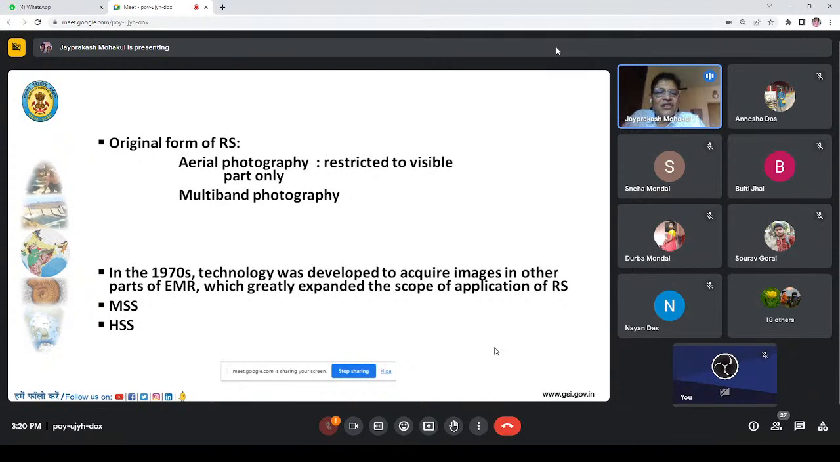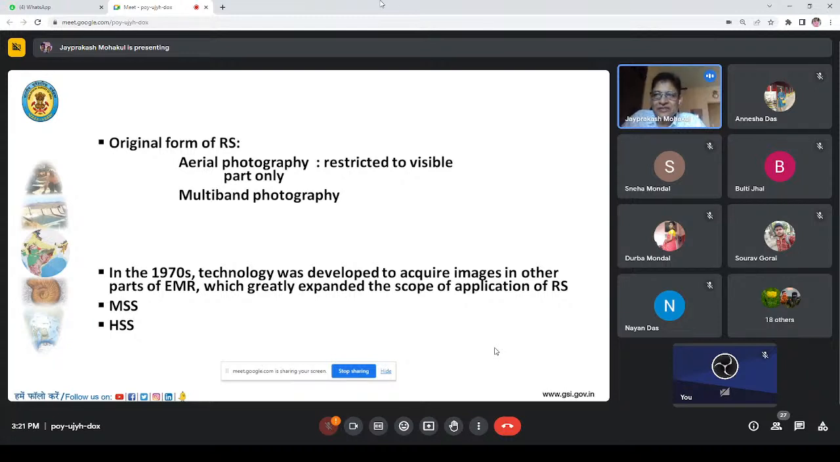Right now, in 1970, actually, the technology was developed to acquire images in other parts of EMR. Prior to that, it was only in the visible range that photography was being done. This is the time when the analog, I mean silver halide, was replaced with what is known as an electronic sensor, or solid state sensor, right?